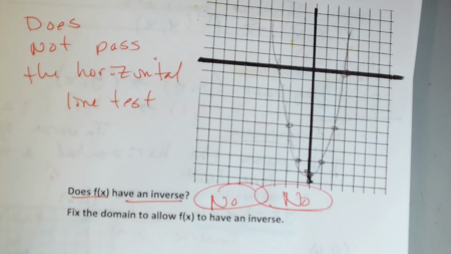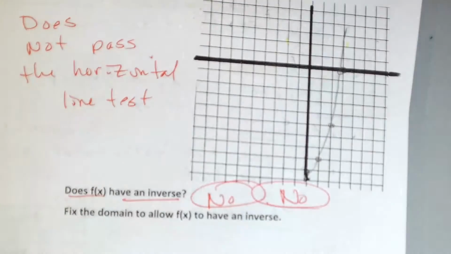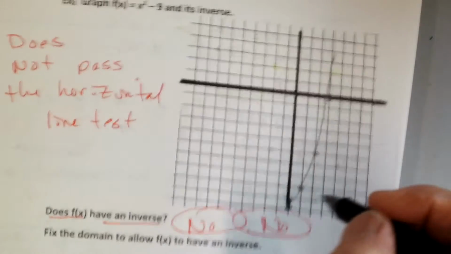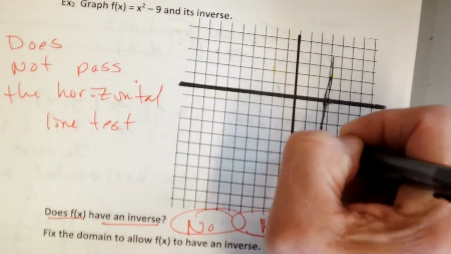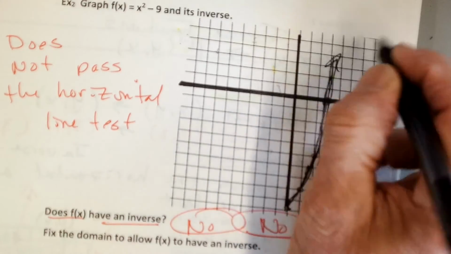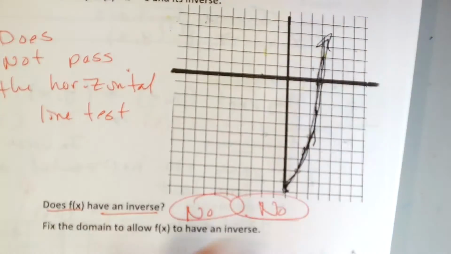So what I want to do, right, I'm going to erase this back. If I just get rid of this back half of the graph, it'll work. And if all I keep is just this part of my graph, we'll have an inverse, okay? Because it will pass. There's no graph over here to hit it twice, right?